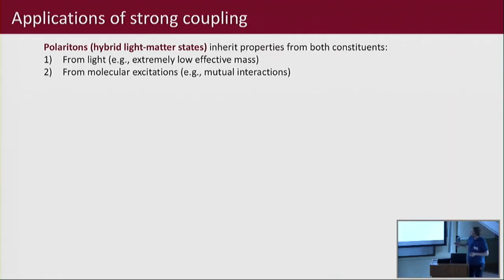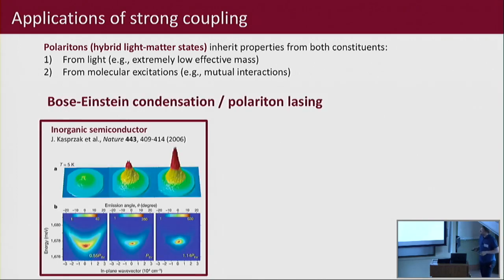Okay, so why do you want to do this? Why are you actually interested in this? Well, the first applications really used these hybrid light-matter states, the polaritons, which inherit properties from both constituents. So from the light they have an extremely low effective mass in the cavity, if you have a cavity where they can propagate, and they gain from the molecule, for example, mutual interactions. And since these polaritons, if you have a big system, behave effectively like bosons, they can actually condense.